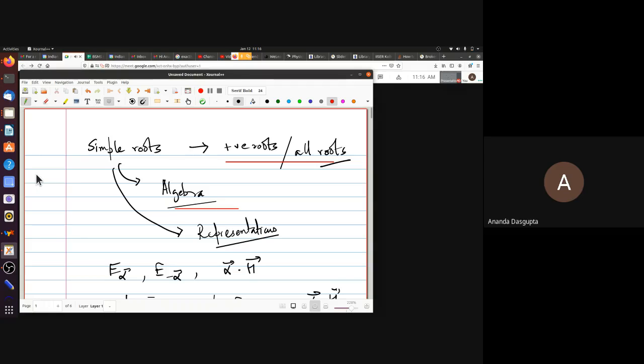For G2, you have 6 positive roots, right? But only 2 simple roots. So only 2 simple roots will tell you everything about the representation. It will help you identify which one is the highest weight state, and then you can go down from there. But the question is, why is that true? Why is it correct to say that if a state is killed by all the simple roots, then it's also killed by all the positive roots?